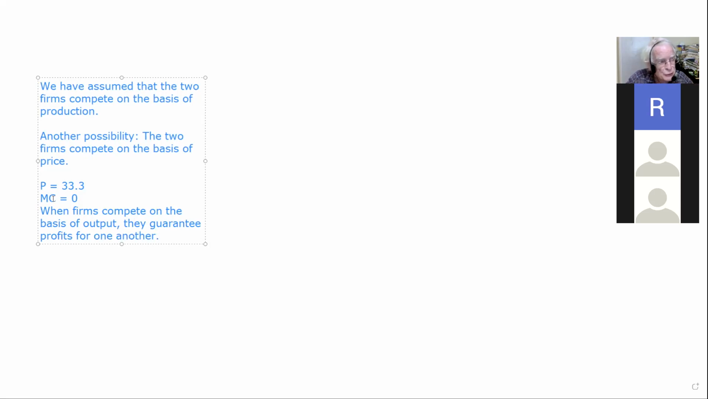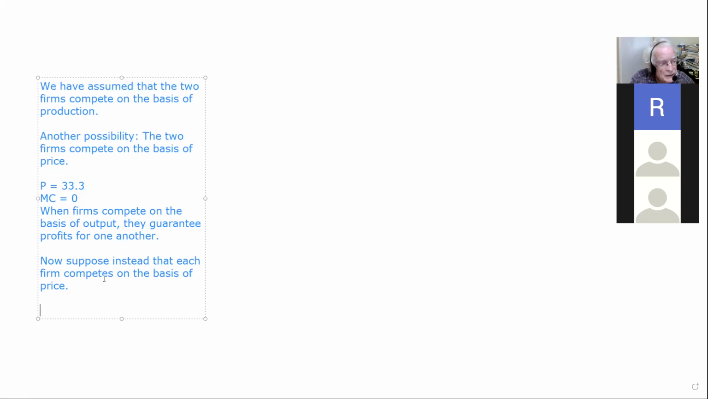Since the price exceeds marginal cost, now suppose instead that each firm competes on the basis of price. And then we will permit the competition to determine how much to produce.